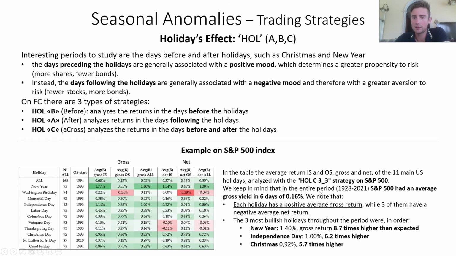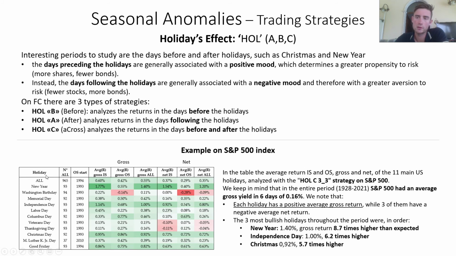Let's keep in mind that in the entire period, 1928 to 2021, S&P 500 had an average gross return in 6 days of 0.16%. Let's take a look at the table.